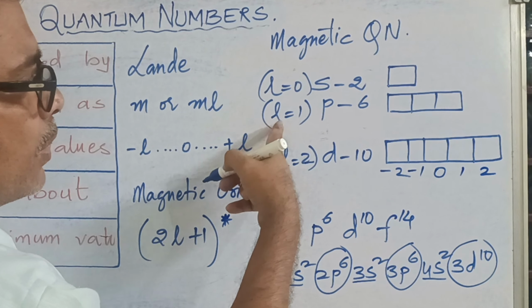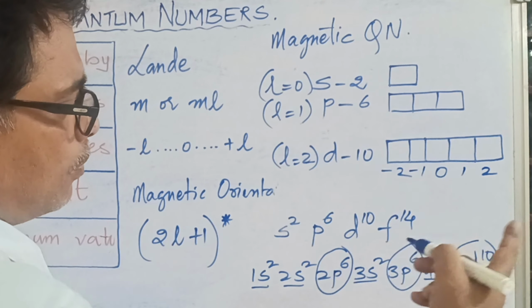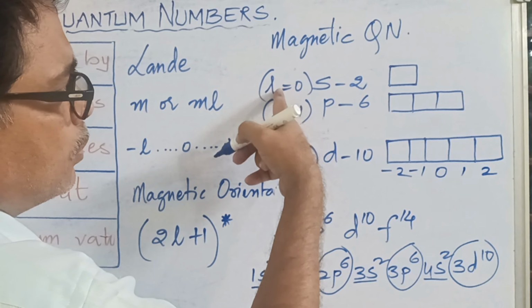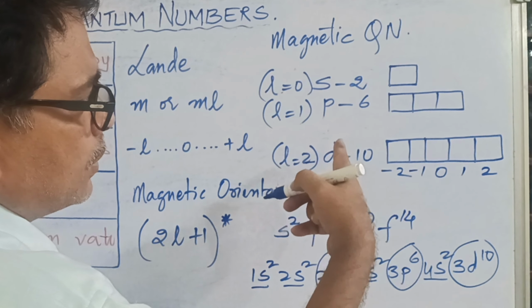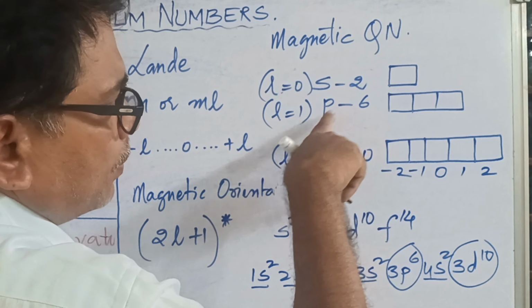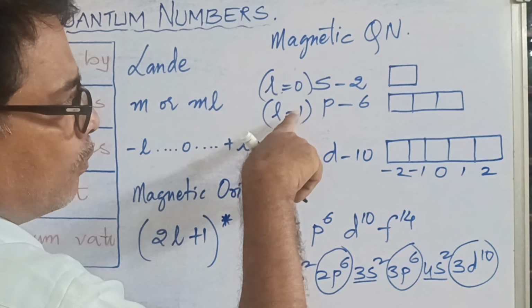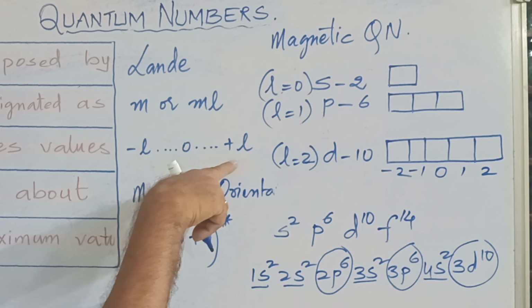Now what is this one? L is equal to 1. L is equal to 1 means it is the p orbital. Just now, previously also, I told you L is equal to 0 means it is S, L is equal to 1 means it is P, L is equal to 2 means it is D. P holds how many electrons? 6. P means L is equal to 1. So he is telling you to start the values with negative and end up with positive.